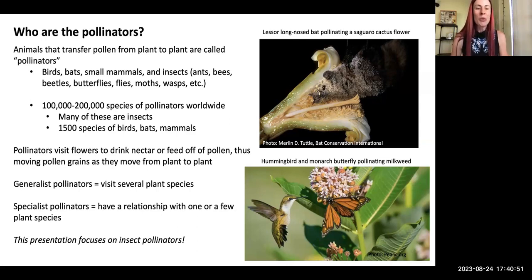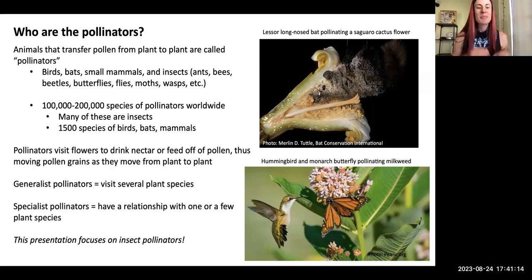pollinators. Generalist pollinators are animals that visit several different types of plant species. This is something like the honeybee and a lot of bees. Now, there are some bees that are specialist pollinators. What a specialist pollinator basically means is that this insect has a relationship with one or a few plant species. They're very specialized. It's very specific.